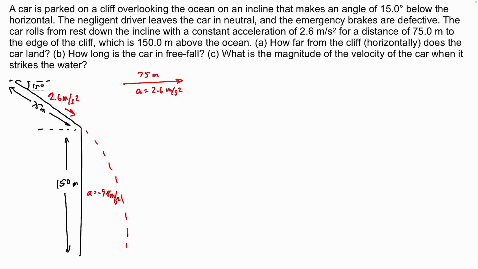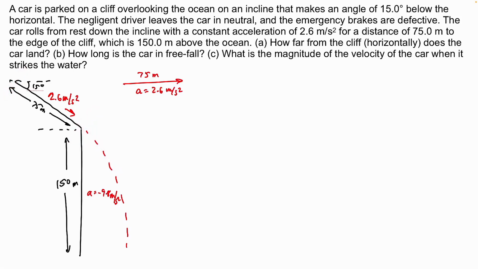But here we go. We need to find the final velocity of the car. It starts up here, rolls down, gets to this end point. If we're going to solve anything about the projectile motion, what do we need to know? Yeah, we need to know how fast it's going right at this point. Whatever this final velocity is for the first part becomes the initial velocity for the free fall section.